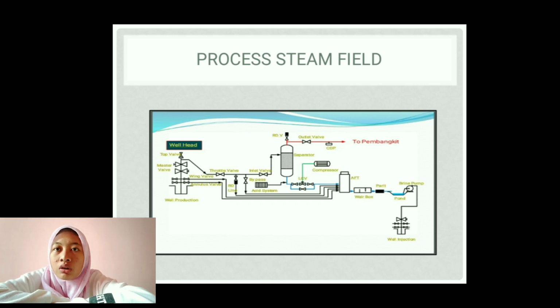When the brine comes out of the separator, first the brine will pass through the AFT and then flow into the canal. The function of the canal is as a place to reduce the pressure and temperature of the brine, so that when the brine is in the pond, the temperature has decreased. This temperature drop is accompanied by the formation of white deposit in the pond. The brine in the pond will be pumped into the injection well using a brine pump.